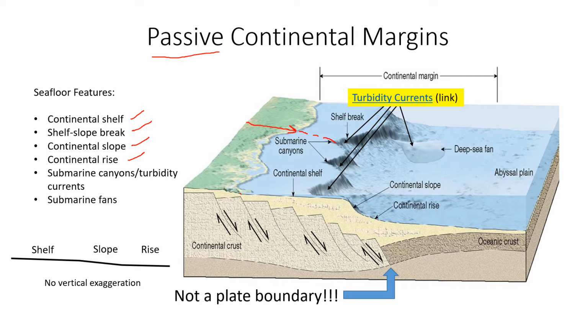And a few decades ago, it was discovered that there are these highly energetic, turbulent flows of sediment-laden water that roar down these submarine canyons. They're called turbidity currents. And in particular, I encourage you to go back to the PDF version of this presentation and look at the link for turbidity currents. You'll actually get to see a laboratory-generated turbidity current.